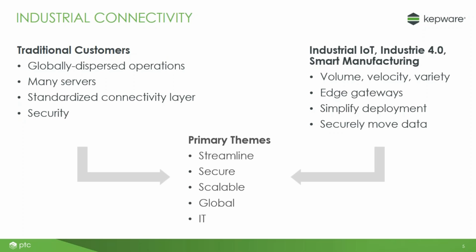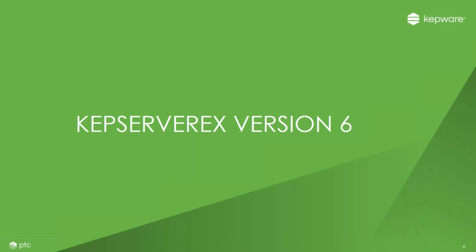So when we combine these themes, we came up with a short list of primary themes to drive version 6: streamlining the management and deployment of the server, securing the server and the data, making it much more scalable, recognizing that we live in a global environment, and making it more IT friendly. And these were the key themes which led to our development of the next version architecture for KEPServerEX version 6.